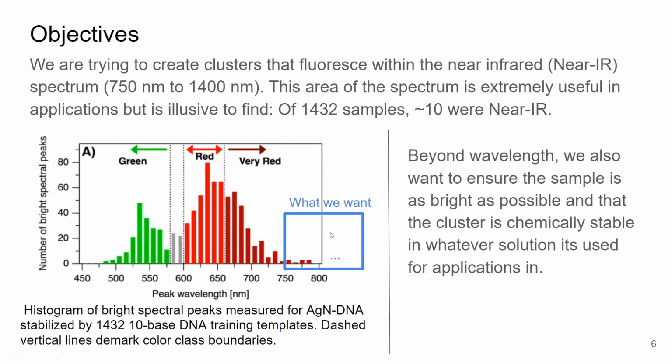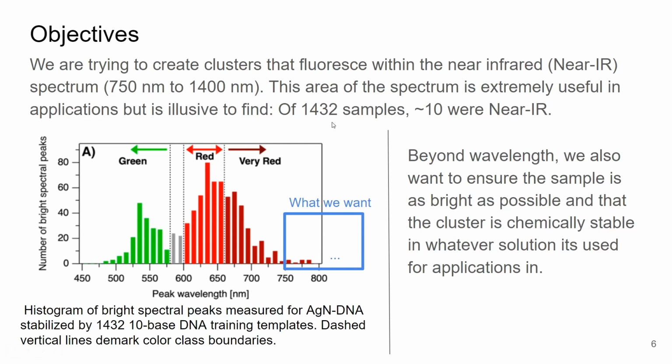So basically, here's the issue. They're very hard to find, at least the ones that we want. Most of the fluorescence that we have is in the visible light spectrum. So it could literally be green that we can see, red that we can see, very red that we can see. We want near infrared, which is stuff that we can't see.